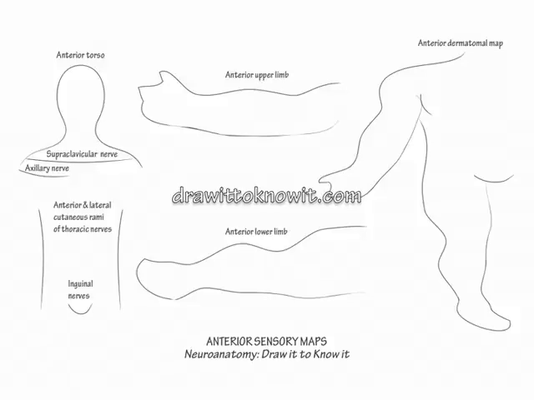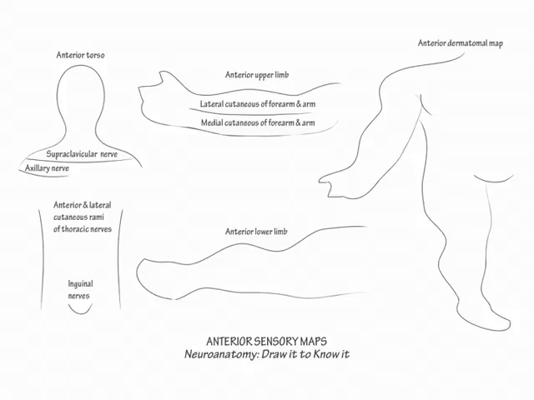Now indicate the lateral cutaneous nerve of the arm, a radial nerve branch, and the lateral cutaneous nerve of the forearm, a musculocutaneous nerve branch, cover the lateral arm and forearm respectively. Then indicate the medial cutaneous nerve of the arm and the medial cutaneous nerve of the forearm, both of which are branches of the medial cord of the brachial plexus, cover the medial arm and forearm respectively.